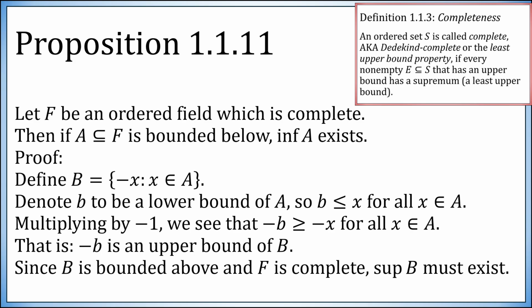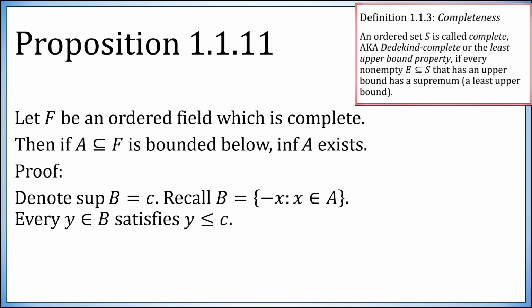But we assumed that our ordered field is complete. So since we now have a set which is bounded above, specifically the set B is bounded above in a complete ordered field, it must have a supremum. Okay, so this set B has to have a supremum. We're going to call its supremum lowercase c.